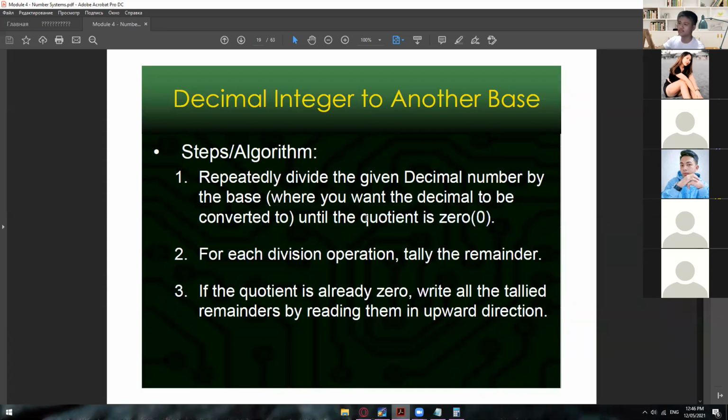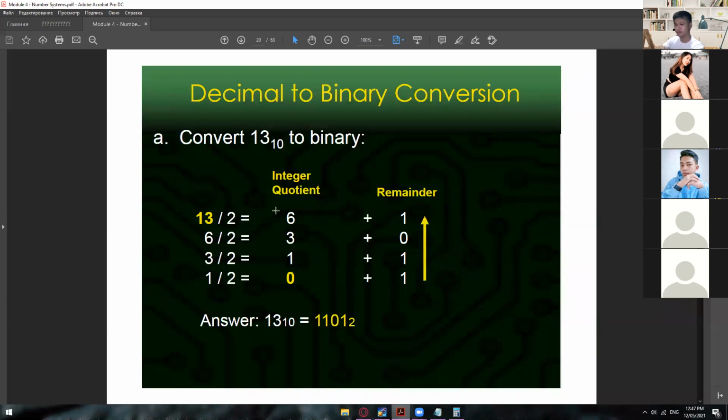Okay. So you will only stop dividing once the quotient is already 0. And then we have to tally the remainder. Once everything is already computed as it should be, then just read the remainder from bottom to top, so upward direction. Okay, so for you to be able to appreciate this one, let's have an example.